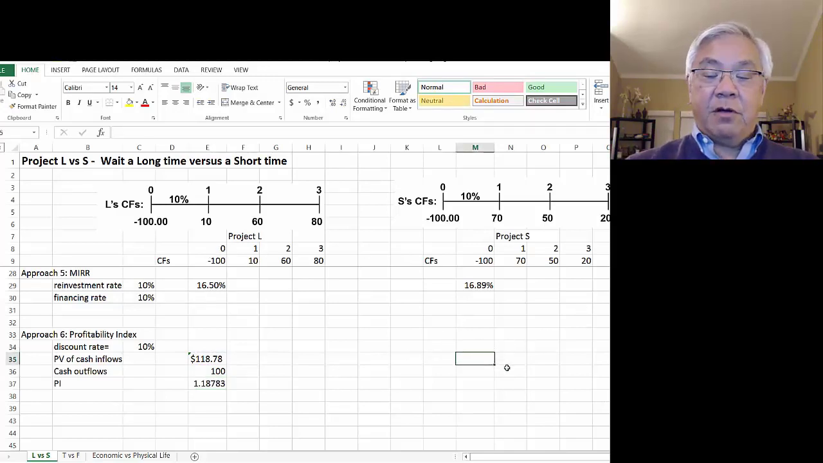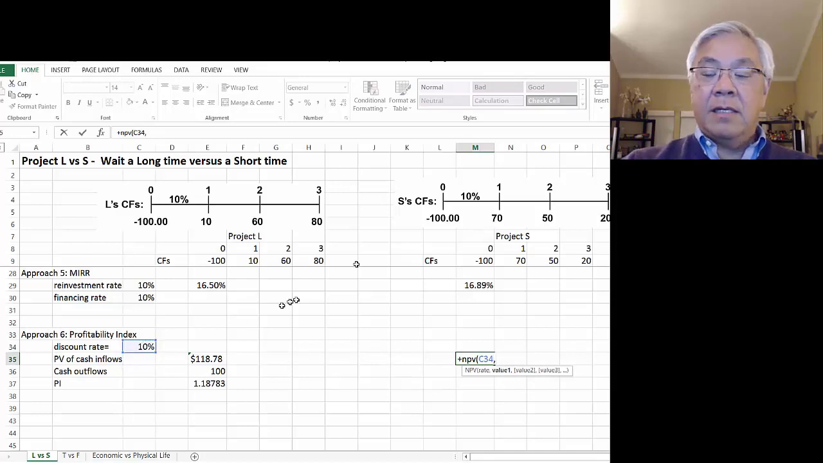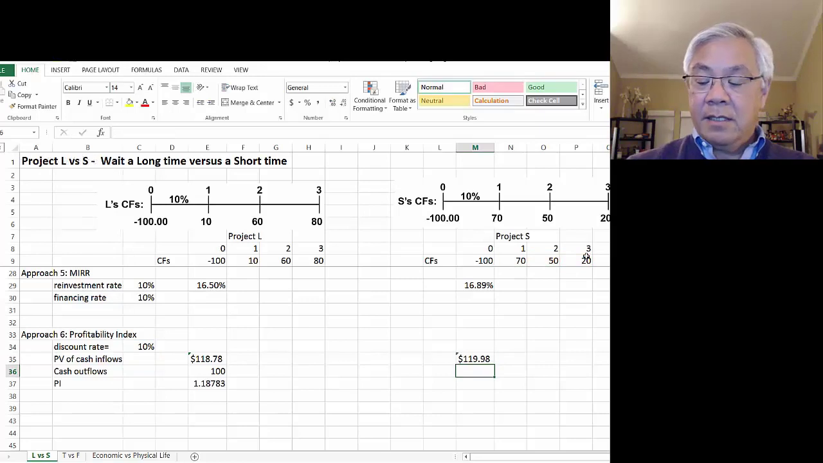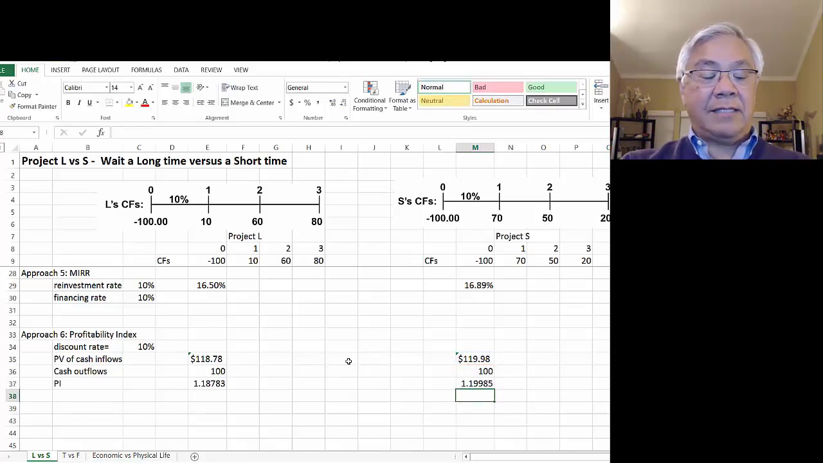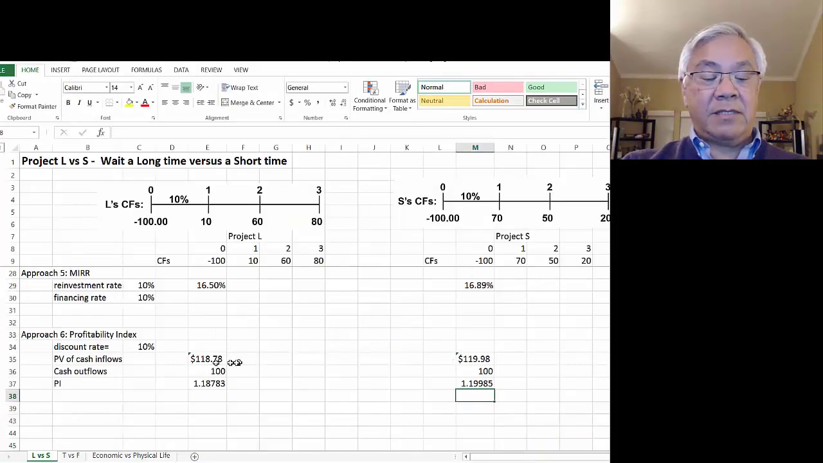If we do the same for project S, equals NPV, open parens, discount rate, comma, the cash flows from T1 to 3, close parens, the initial outlay, it's $100, profitability index is 119.98 divided by 100, that's just 1.1998, which again is what we saw here, right? So that's how we derive it. It's quite simple. One NPV calculation, the denominator is the present value of the outflow, and we get the index.